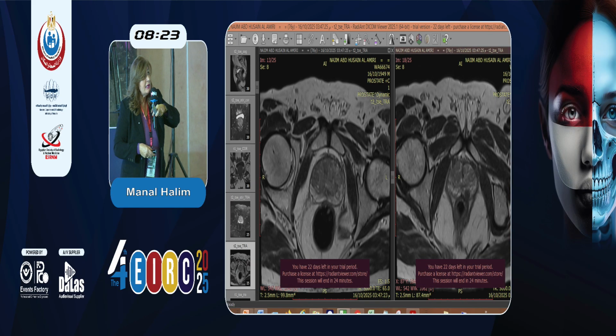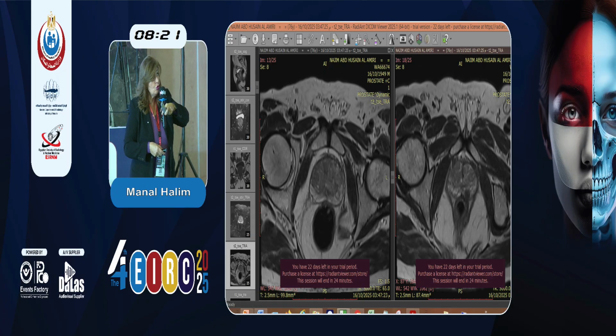Another case: this is an extruded or protruded BPH nodule, normal, but this is not. This is a cancer.